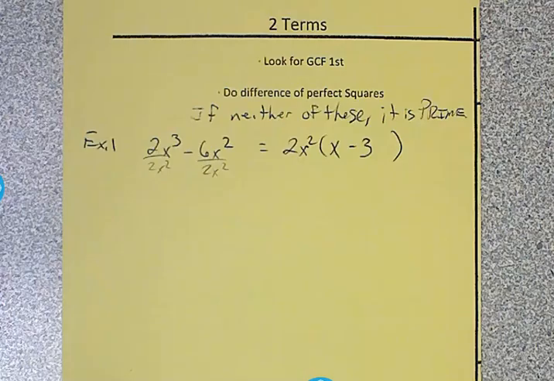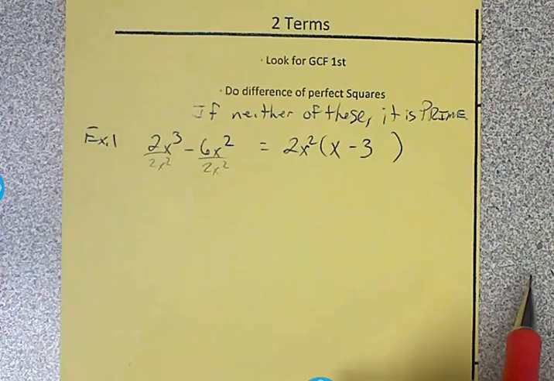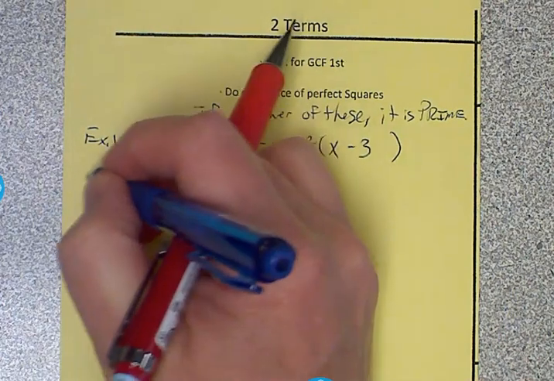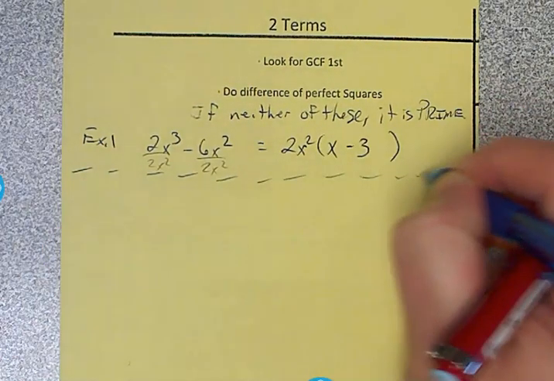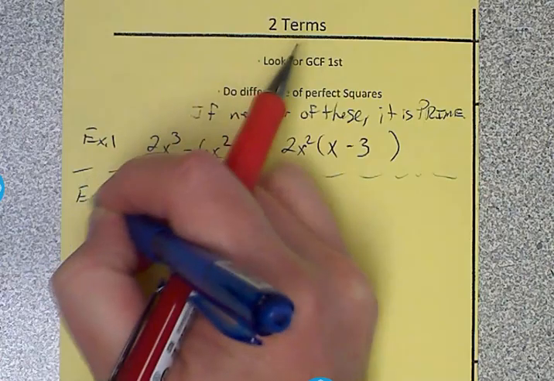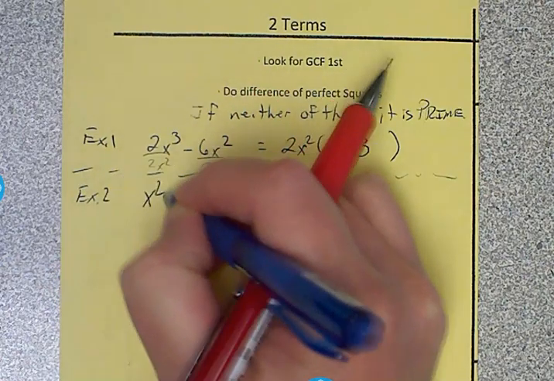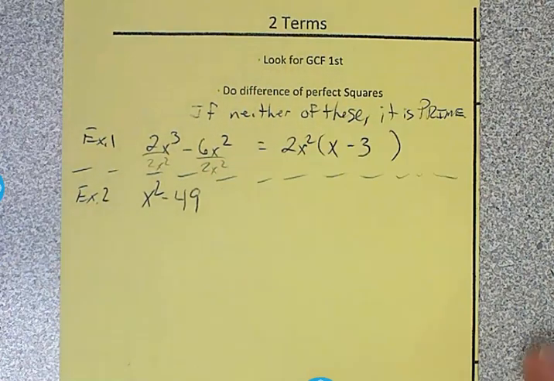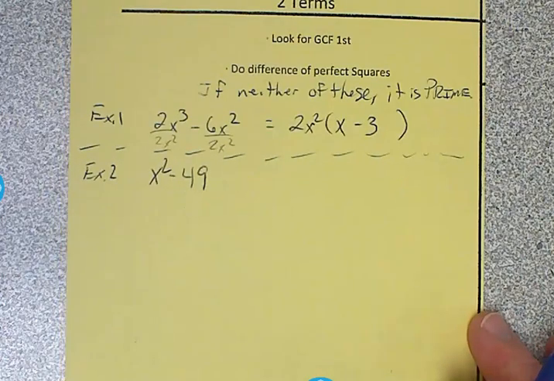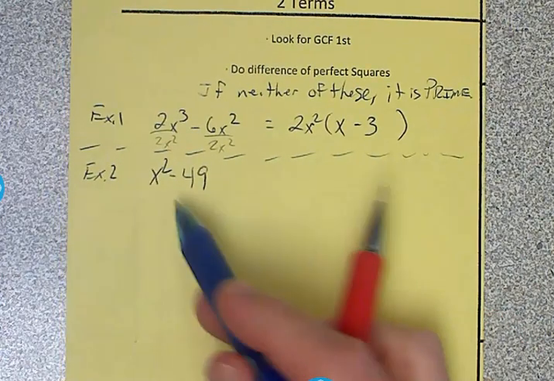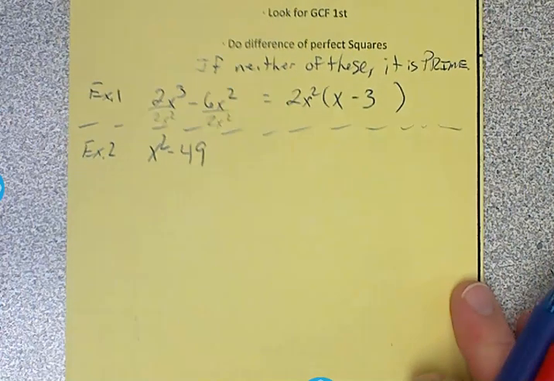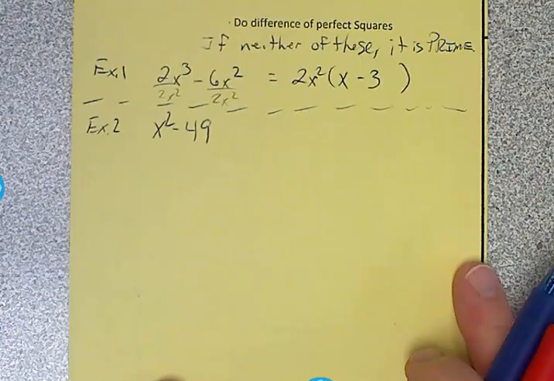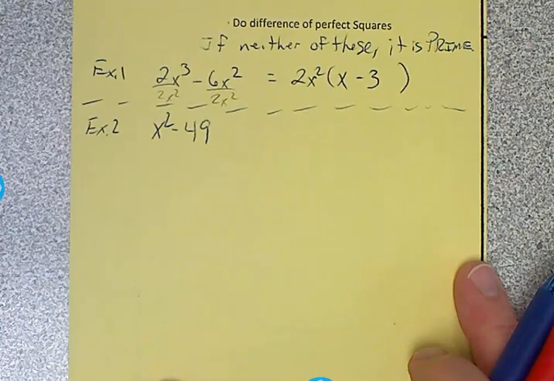Here's the one thing we're going to add in today. All right, let's say you get one like this, where if we look for greatest common factor, you got x squared and 49. There's not a greatest common factor, so scratch that off the list. It's gone. We're going to do a difference of perfect squares.